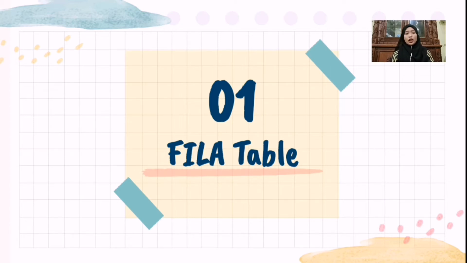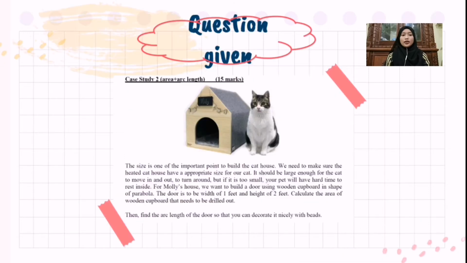AA200282. Today, I will present the failure table for case study 2, area and arc length. Question given. The size is one of the important points to build the cat house. We need to make sure the heated cat house has an upright size for the cat. It should be large enough for the cat to move in and out and turn around. But if it is too small, your pet will have a hard time to rest inside.